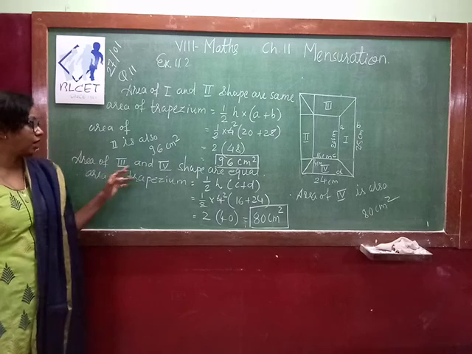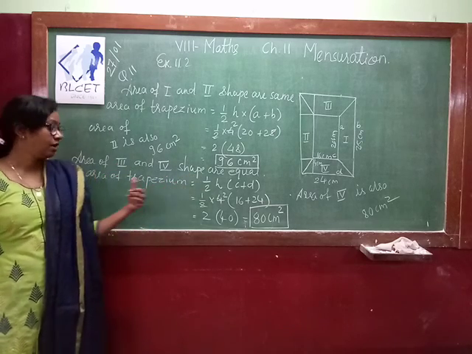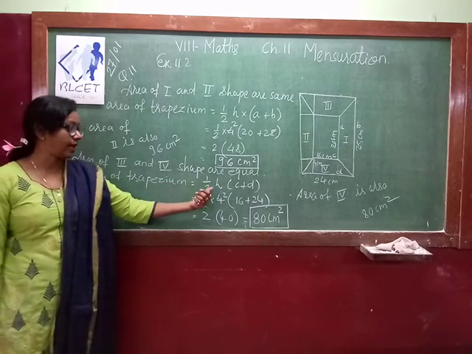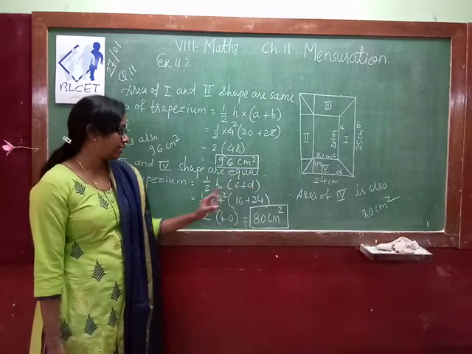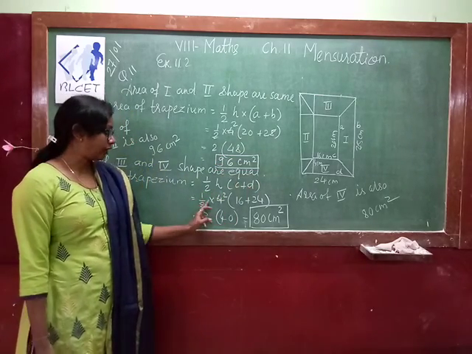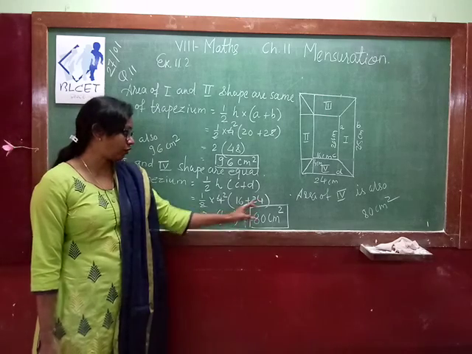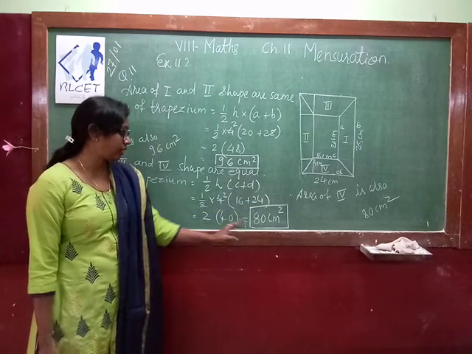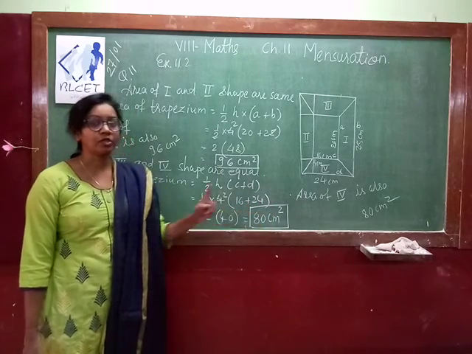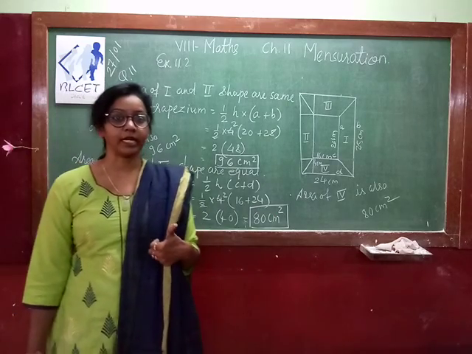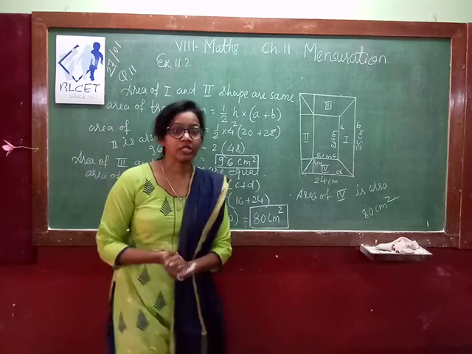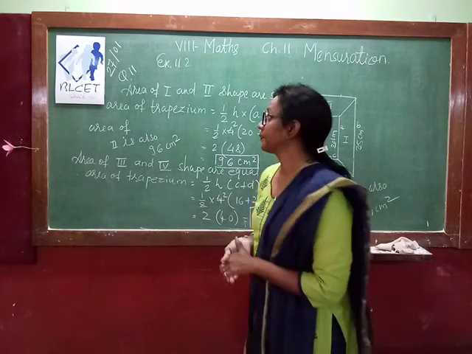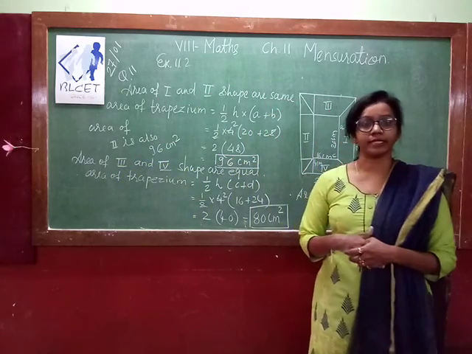Now the areas of the third and fourth shapes are equal. So area of trapezium is equal to 1/2 h. Give the names C and D. Sum of parallel sides, that is C plus D. Substitute the values: 1/2 into 4, 16 plus 24. Do the calculation, 2 into 40 will give you 80 cm square. So the area of the third trapezium and the fourth trapezium is 80 cm square. This way we can solve question number 11. So this is all about your exercise 11.2.